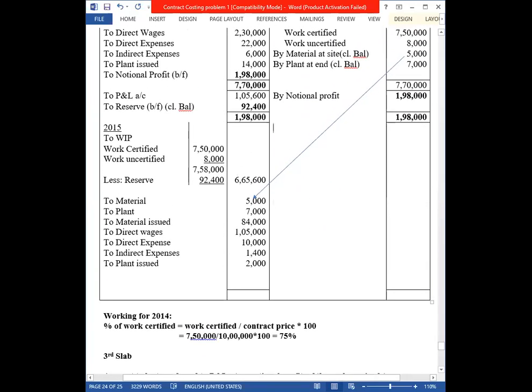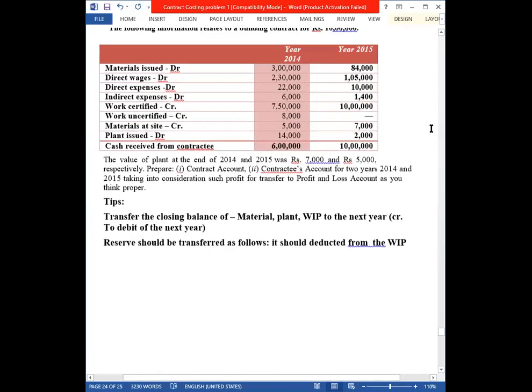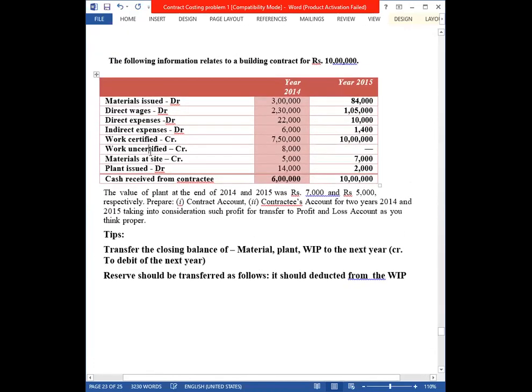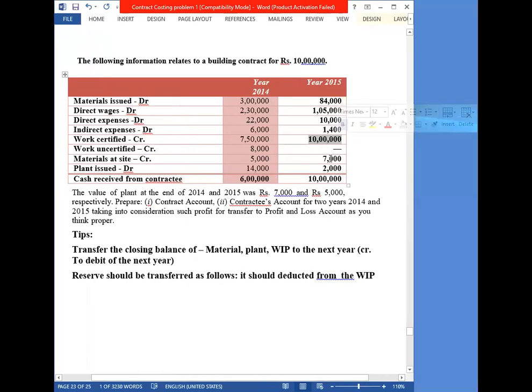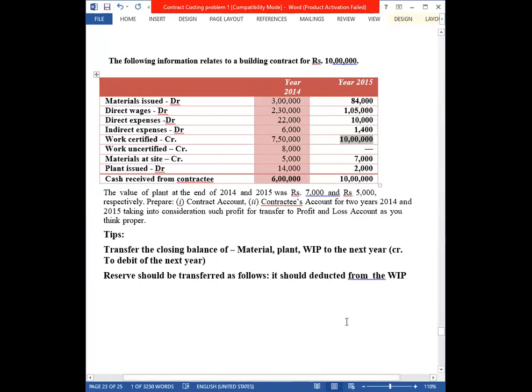So in the credit side, first usually you'll be writing work in progress. Okay, so now you have to check, is any work certified given? Yes, work certified is given, and the amount is 10 lakhs. The total contract price is also 10 lakhs. That means the contract is over. So once the contract is over, then you should not write it as work in progress. Work in progress means, what do you mean by work in progress?